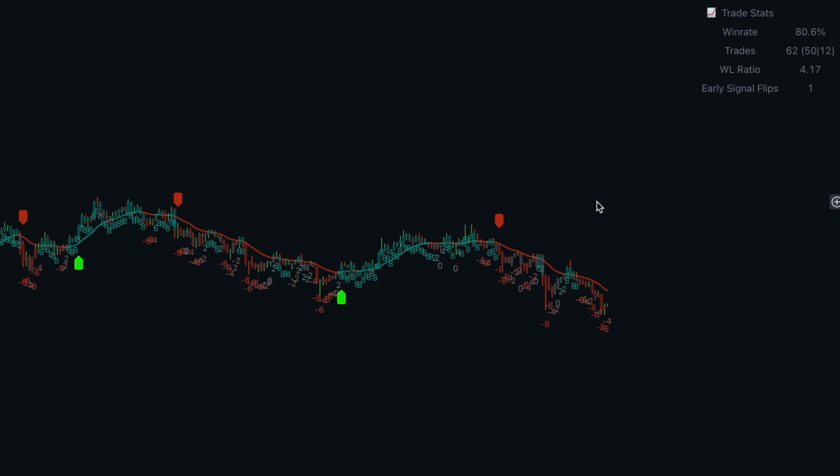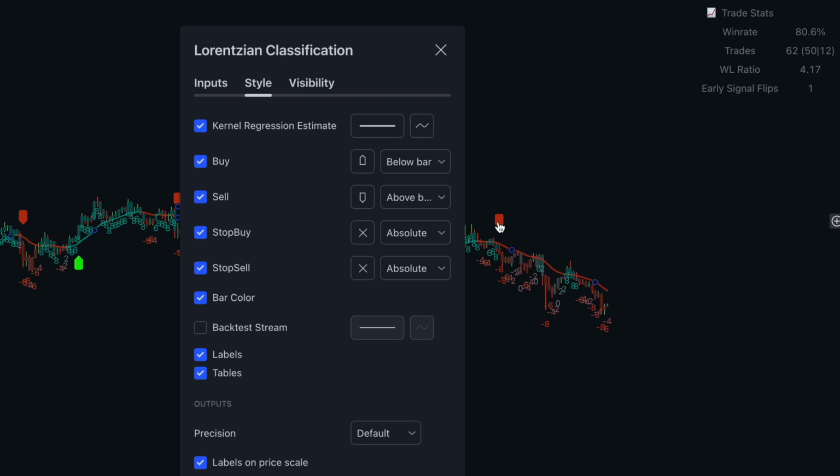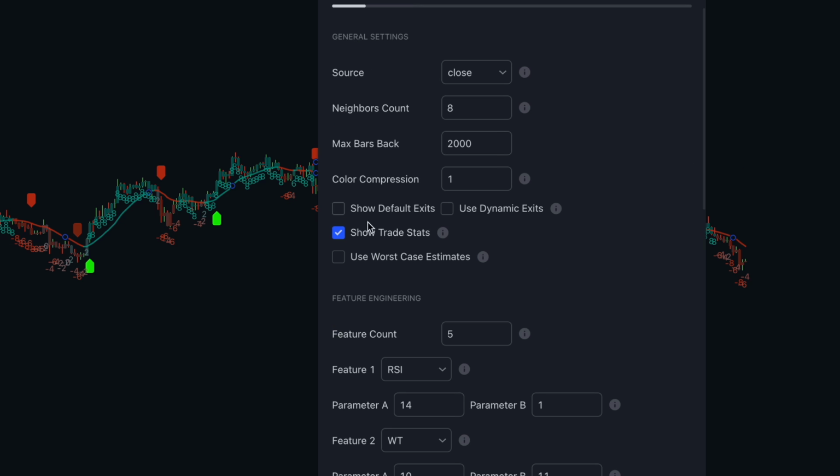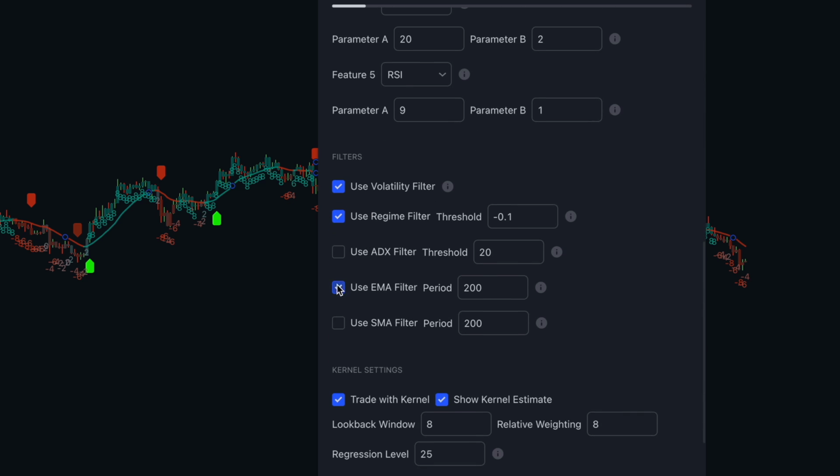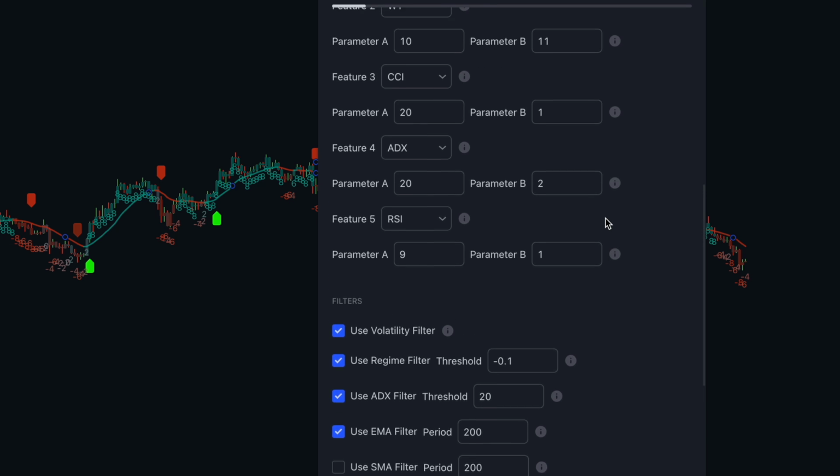A 1-hour time frame is suitable for this trading strategy. First of all, access the indicator's inputs and enable the EMA and ADX filters. Leave the values as default. These signal filters will cancel low-quality signals. The strategy's rules are simple.